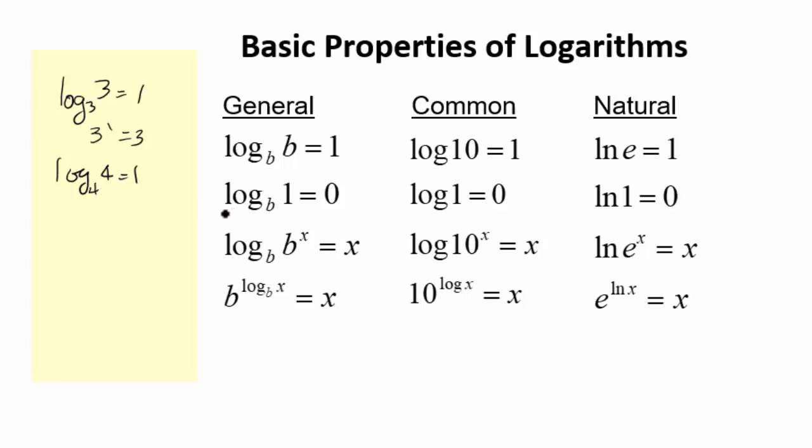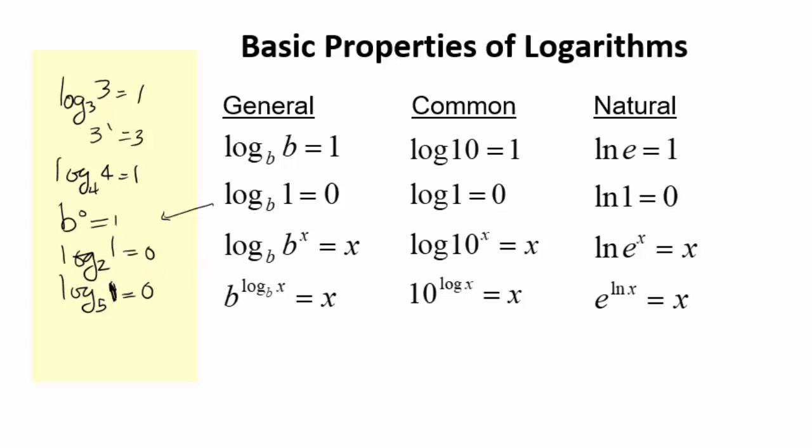Now what about the log of 1? The log of 1 to the base b is always 0. Write it in exponential form: b raised to the what? 0 is always equal to 1. So for any base, the log of 1 to the base 2 is always 0 because 2 to the 0 is 1. The log of 1 to the base 5 is always 0. For whatever base it is, the log of 1 is always 0.